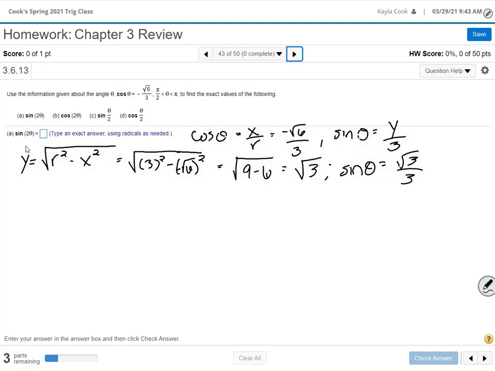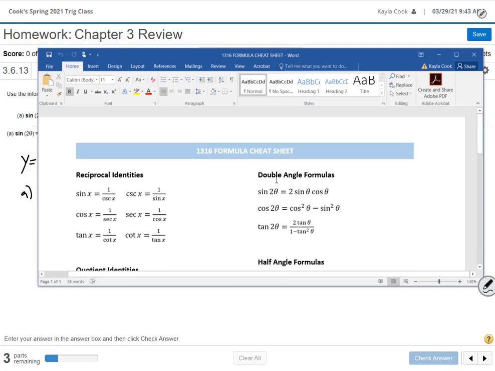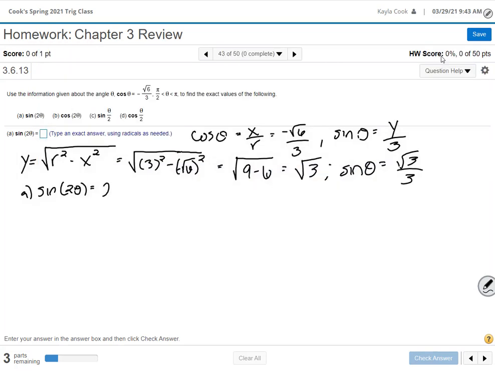So now we do the same thing that we did in the previous example. So for A, let me move down just a little bit. For A, I get sine of 2 theta equals, my cheat sheet. So sine of 2 theta is 2 sine theta cosine theta.